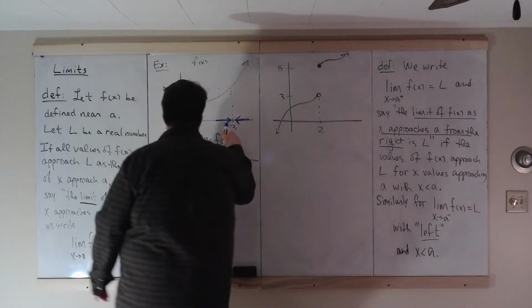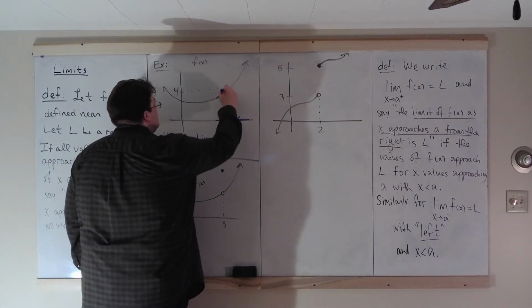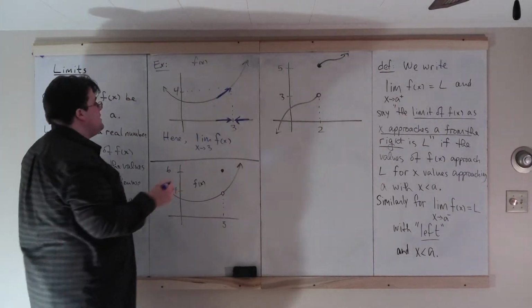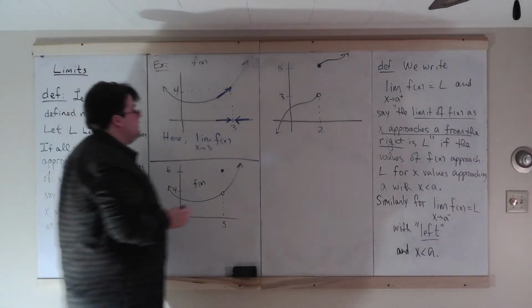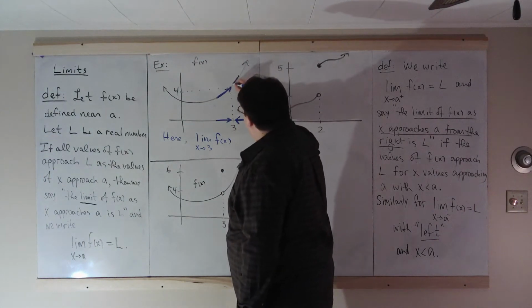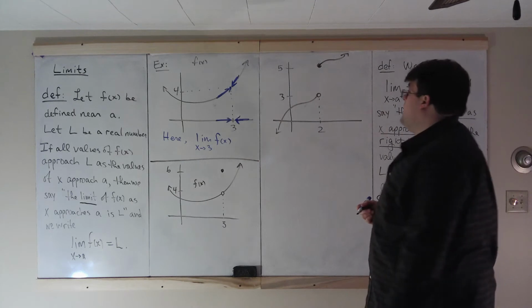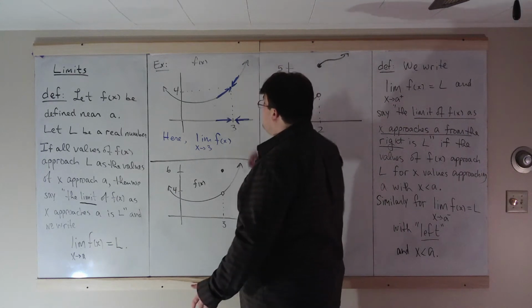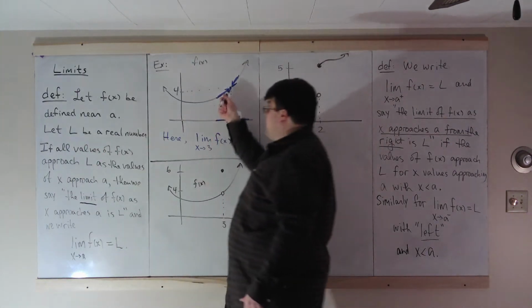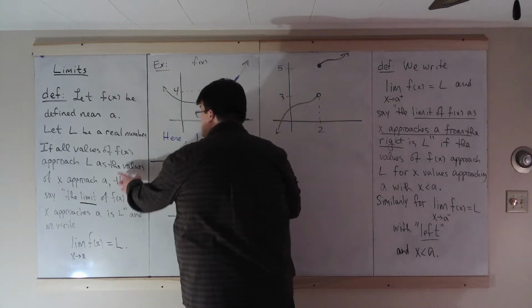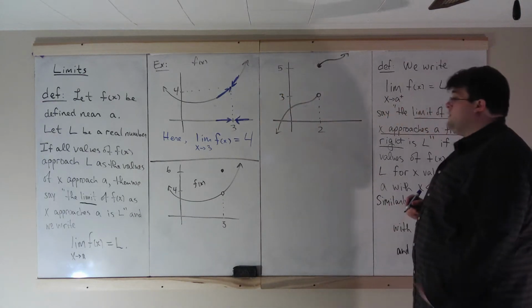So what does the function do as we approach 3 from over here? Well, let's look at the function. The function goes like this. It approaches, in this case, function value of 4. And if we approach 3 over here, well, the piece of the function that corresponds to is up here, and that also approaches 4. So in this graph, all values of f of x are approaching 4 as the values of x approach 3. So the limit as x approaches 3 is 4.